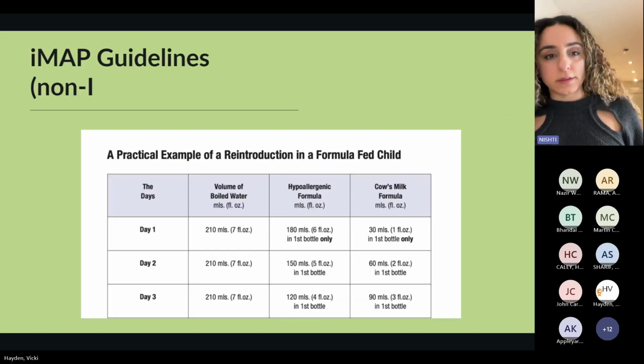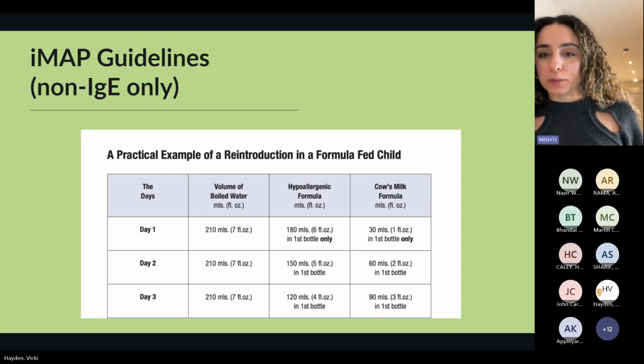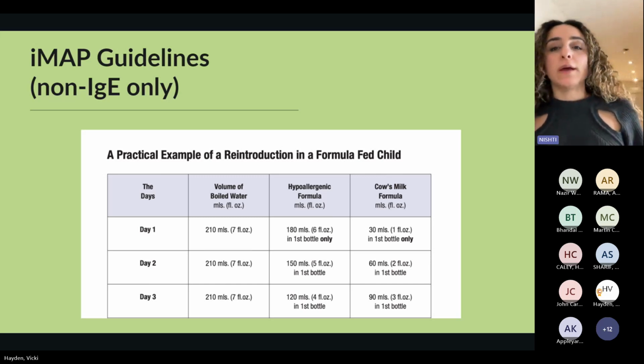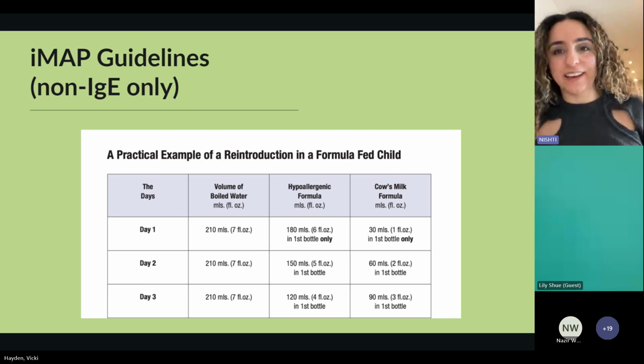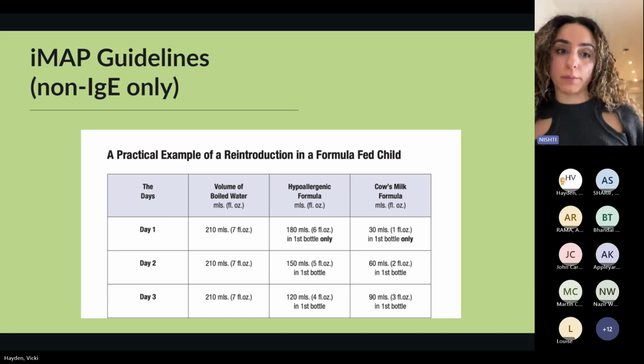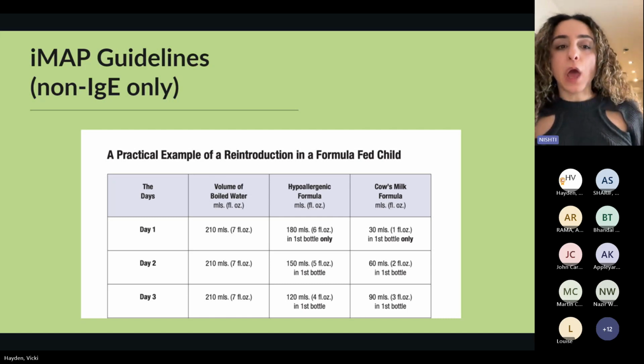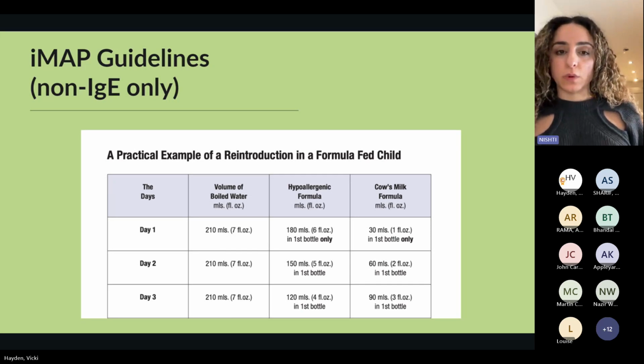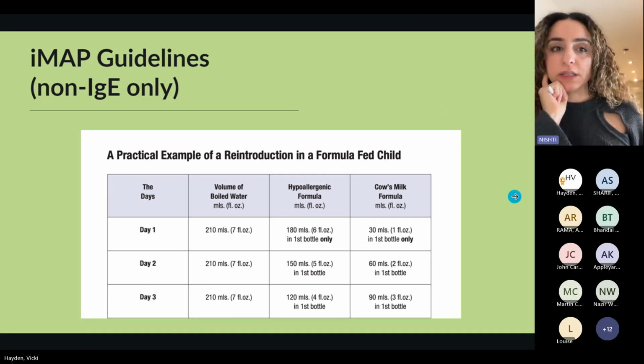So 30 mils day 1, 60 mils mixed cow's milk formula with the hypoallergenic formula on day 2. If I have a child with mild cow's milk allergy or suspected mild cow's milk allergy, I will say change the whole bottle immediately. So it really depends on who I'm working with, and also on parental anxiety levels. But this is extremely important because we want to diagnose it so we don't prescribe formula unnecessarily. Next slide, please.